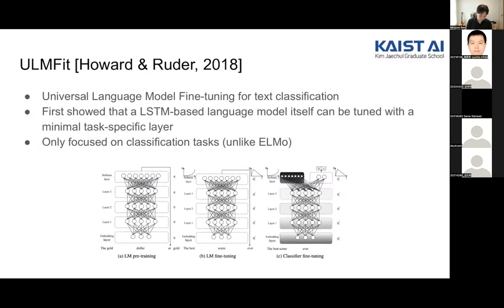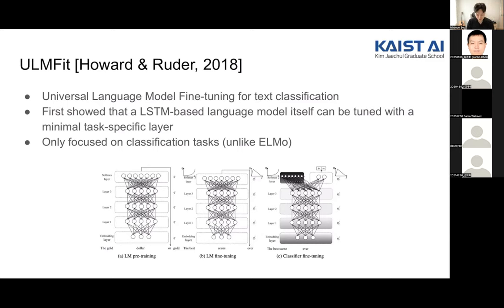And then ULM fit stands for Universal Language Model Fine Tuning. So they basically had a language model with LSTM. That's actually very similar to ELMo, but the difference was that instead of having some task specific model on top of these, which is basically what ELMo was doing, because they were selling ELMo as a contextualized embedding, they were basically arguing that they can use this language model directly for the target task with a very minimal layer, which is basically just one layer at the top, for instance, a classification layer.